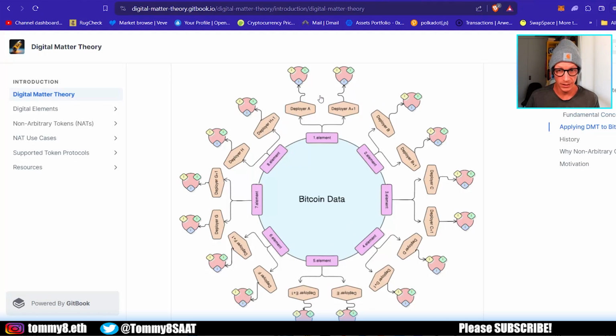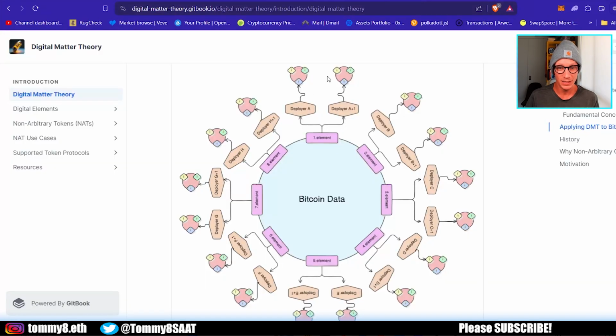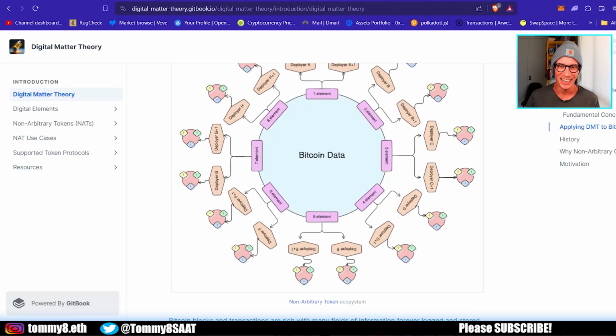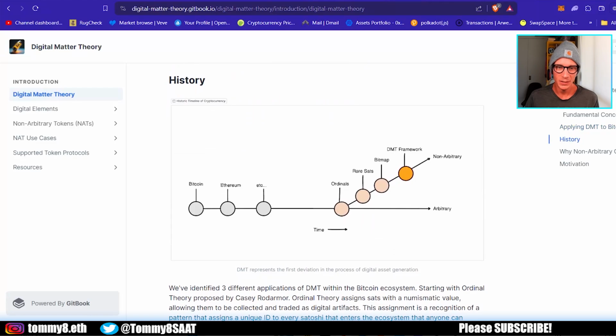So look at this, remember this, visualize this, and then go back to this. Look, here's your Bitcoin in the middle, branching out, creating this pattern. So the logo is very clever because it's literally the pattern of this. Super big brain idea. And literally the history, here we go, Bitcoin.